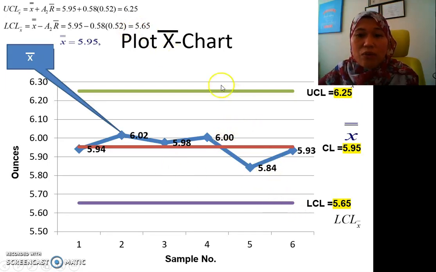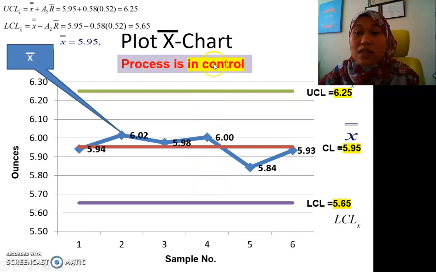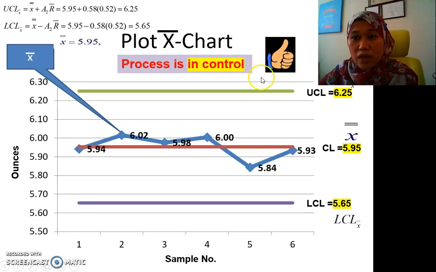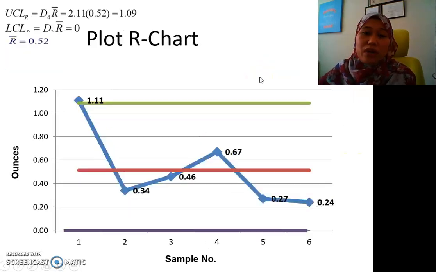So what can we conclude from this? Since none of the X bar values exceed the upper and lower control limits, we can say that the process is in control. So it's okay.